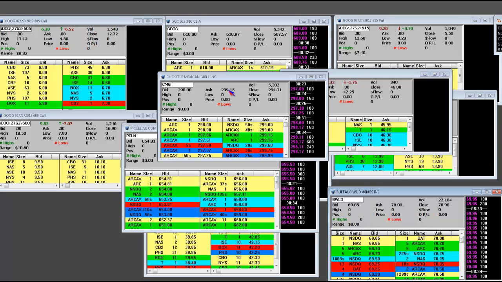So we're going to be looking at this particular one. We're going to start looking at the $300 call because they've taken all the premium out. And we're going to find out today what the range is going to be relative to the close of 294.31.